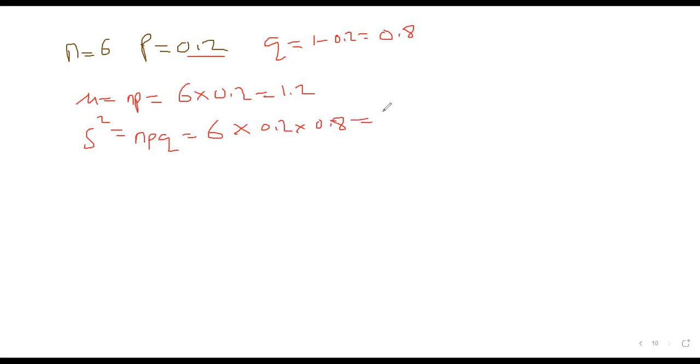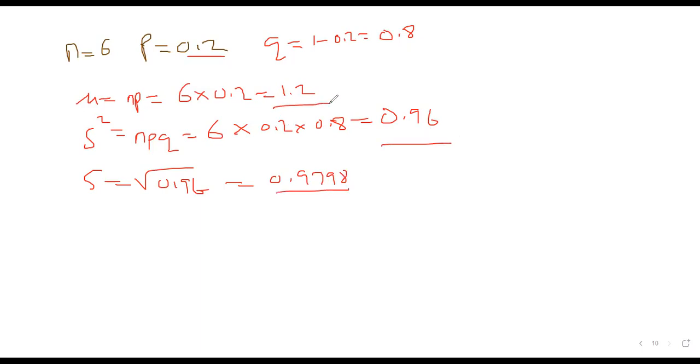All right, so what do we get? 0.96. The standard deviation is the square root of that answer, 0.9798. So in that regard, okay.